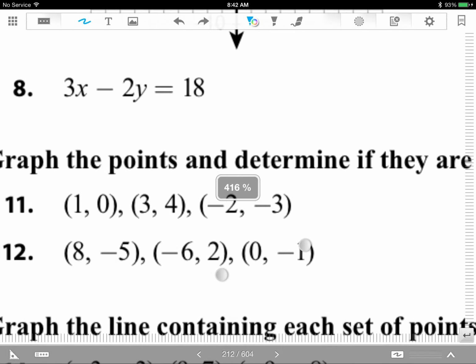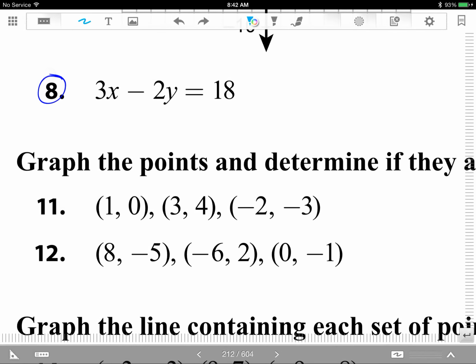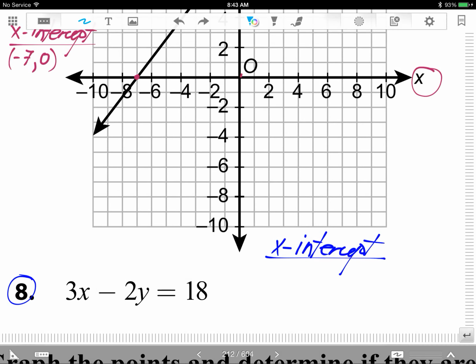How about this situation, number 8? I have the equation 3x minus 2y equals 18. I need to find the x-intercept and the y-intercept. Well, let's start with the x-intercept. What I said for the x-intercept is where your line crosses the x-axis, your y will be 0. And that's what you're going to say: I know that y equals 0.